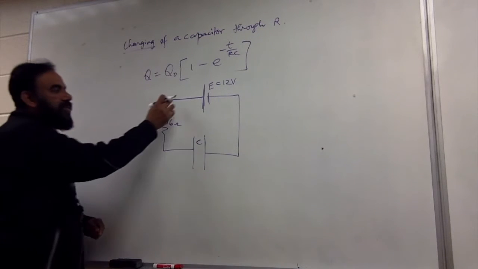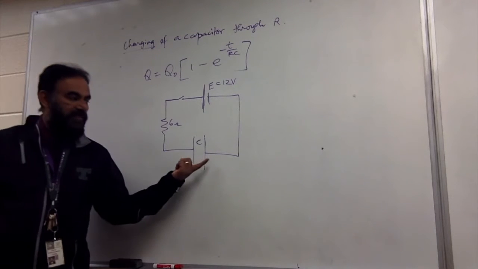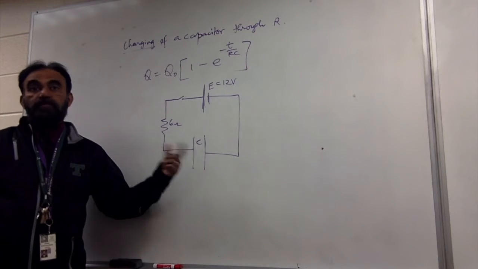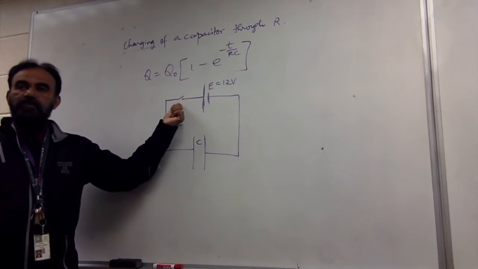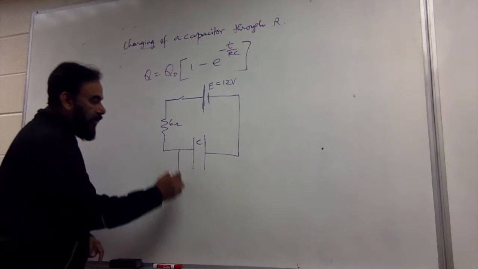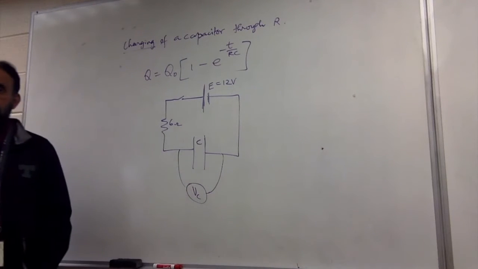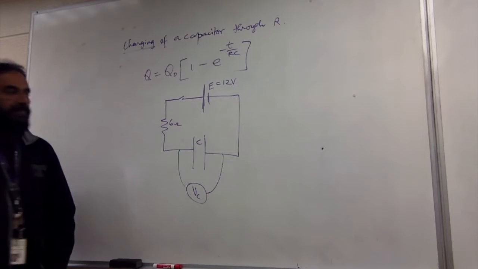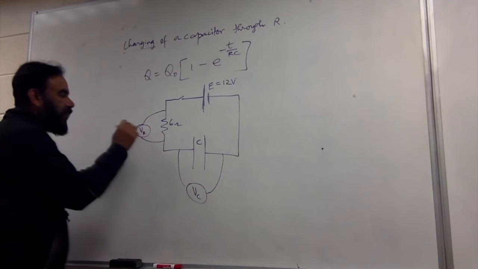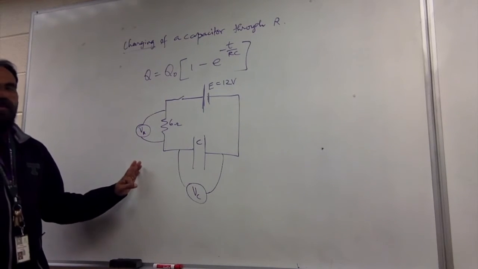So before you start the charging process, before you turn that switch on, what's the potential difference across the capacitor? If I put a voltmeter across here, it will read the potential difference across the capacitor. How much is it going to be? 0. And if I put a voltmeter right here across the resistor, how much is that voltage going to be? 0. So that's how it's going to start.